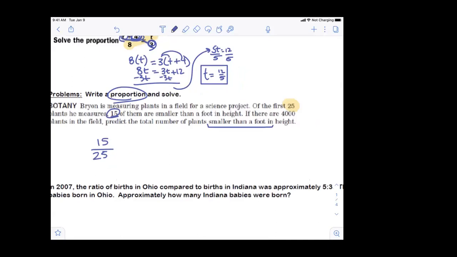Plants that are smaller than 1 foot in height, that goes on top. That goes with my 15. So I'm going to put an X there. I have to predict, and I don't know how many plants are smaller than 1 foot. However, I do know the total number of plants is 4,000. So X out of 4,000 should be the same ratio as 15 out of 25. Is everyone okay with that?